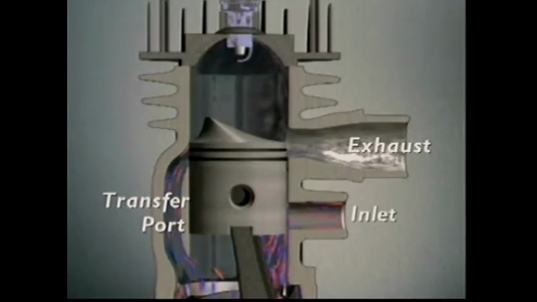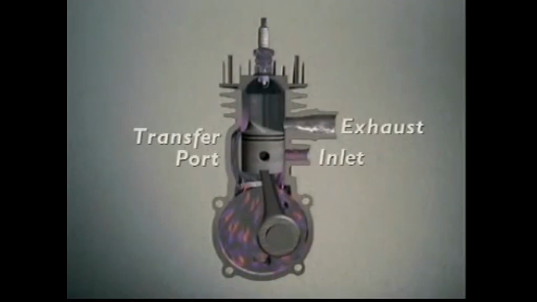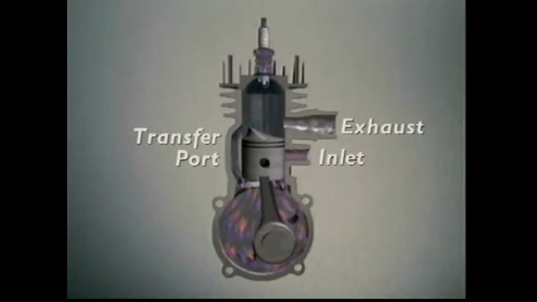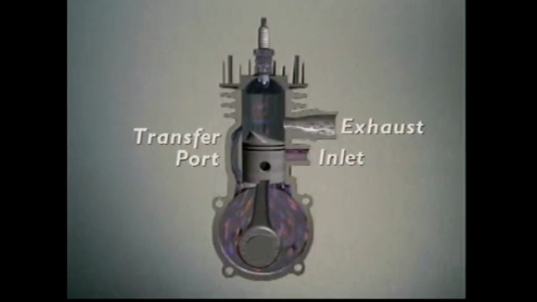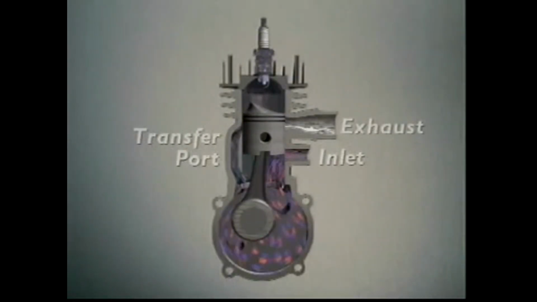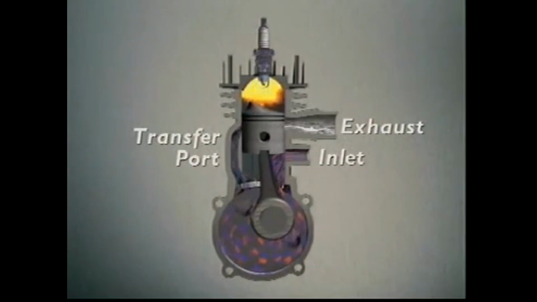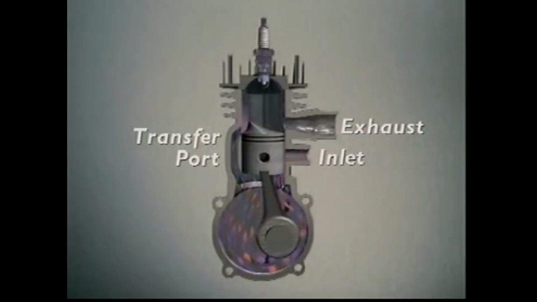The top of the piston uncovers the transfer port. Increased pressure in the crankcase forces fresh air-fuel mixture up through the transfer port into the cylinder, replacing the burned gases, and the cycle starts again. This intake system is called a piston port system because the piston acts as a valve to cover and uncover the ports. This intake system uses a rotary valve.